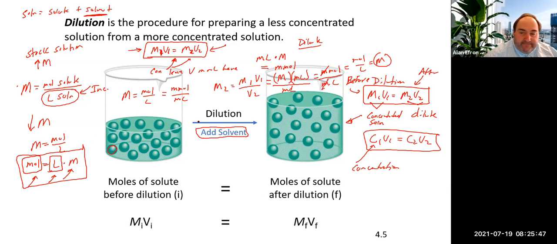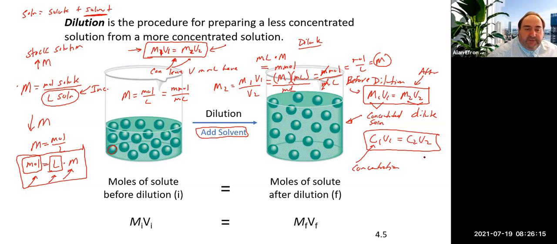Other important things about what these mean: again, M1 V1 is before dilution, and M2 V2 is after dilution. V1 typically means how much of the more concentrated solution you're going to take out. V2 is basically the final volume of the diluted solution that you're going to make.